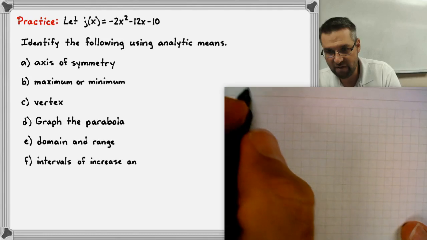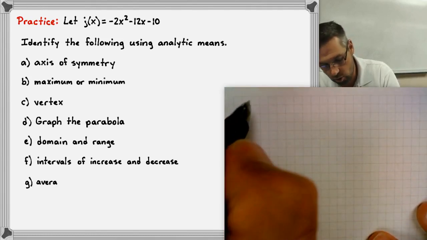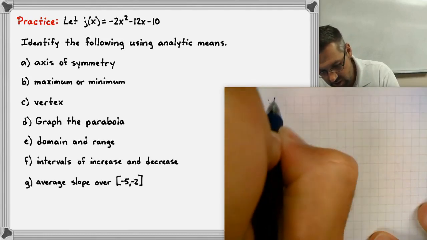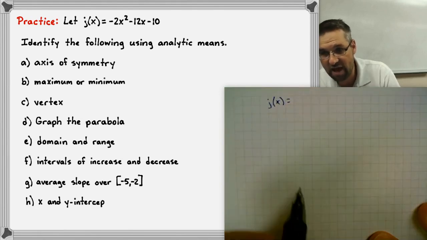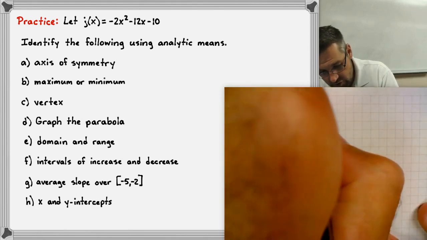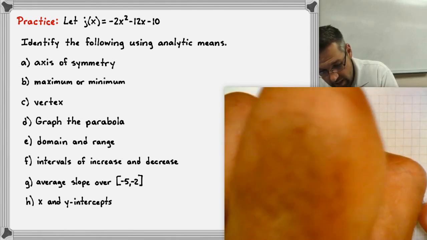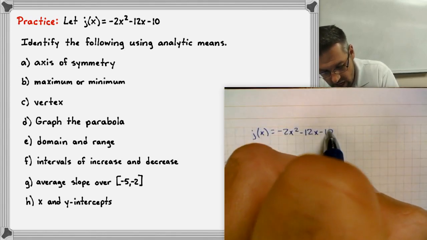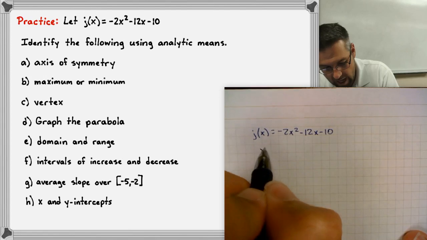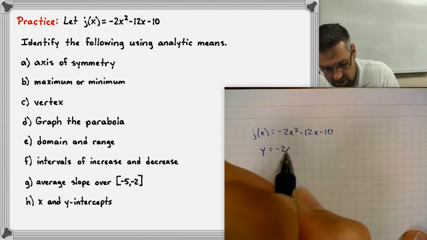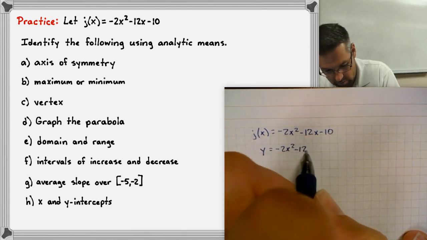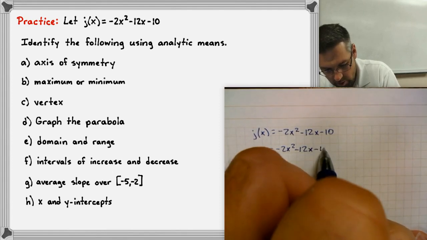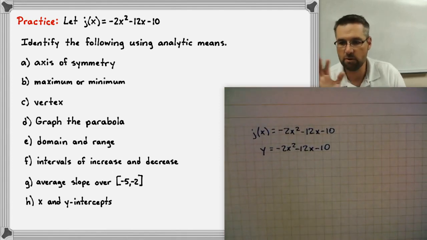We've got j of x. Now don't get too worried. I know that we see these funky letters here. We got j of x equals negative 2x squared minus 12x minus 10. Well, j of x is just another way of saying y, right? It's just the name of the function, j. But it's the output value, so we call it y. So don't get stressed out by that.